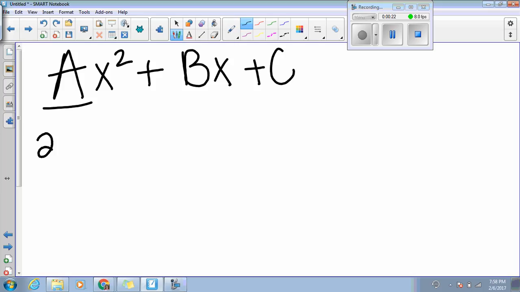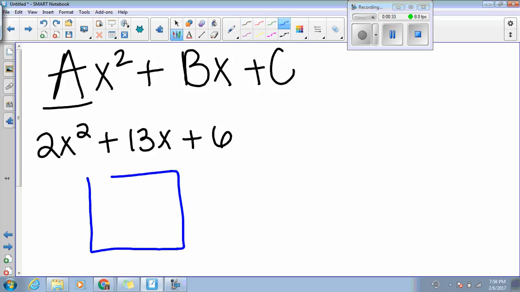So this time we're going to do 2x squared plus 13x plus 6. And we're going to start with the box. First term goes in that top left spot. Last term, bottom right. Now, last time, when a does equal 1, when there's no number in front of the x squared, we just do the factors of our last term.